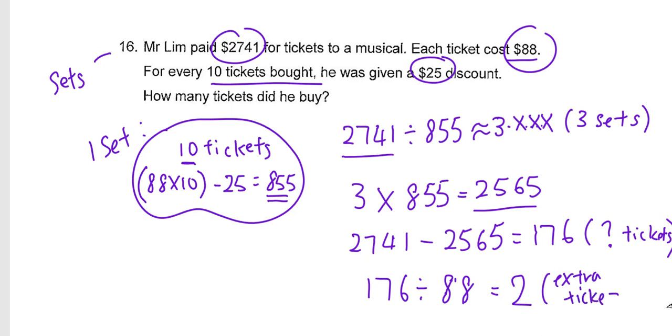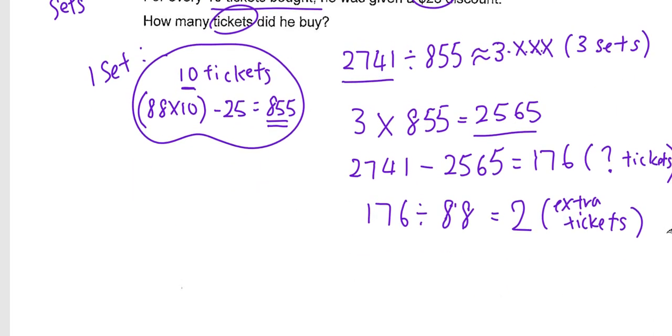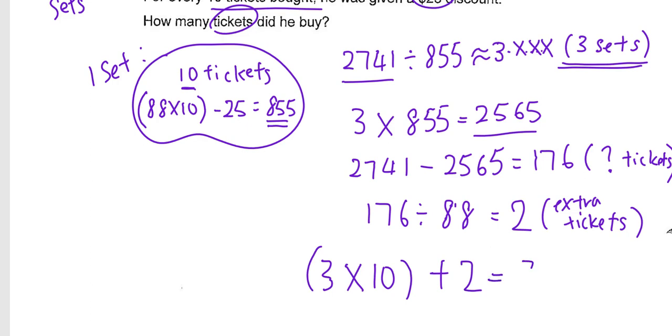Alright, now let's go to the question. How many tickets did this person eventually buy? Earlier, in the first step, we found out the person bought 3 sets. In each set, there are altogether 10 tickets, so that's already 30 tickets. And with the extra money, he bought another 2 extra tickets. So altogether, he bought a total of 32 tickets. This is also your final answer, 32.